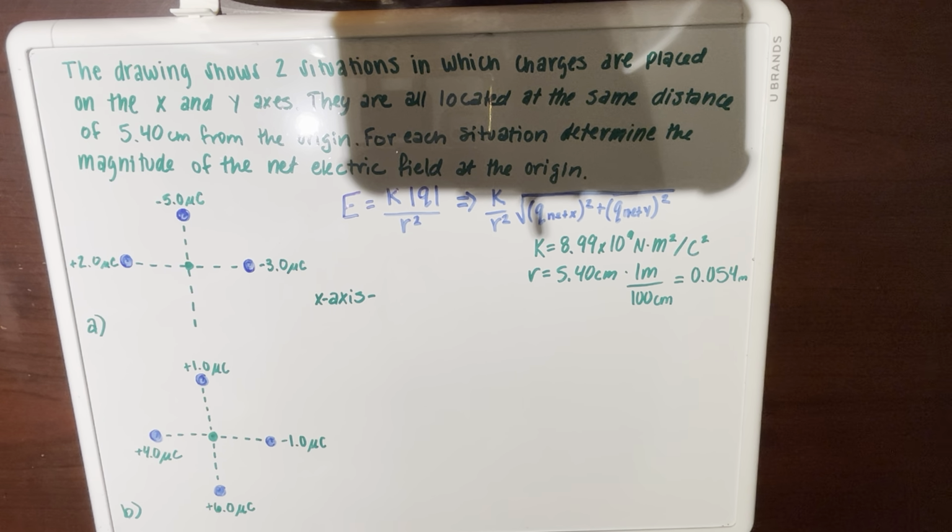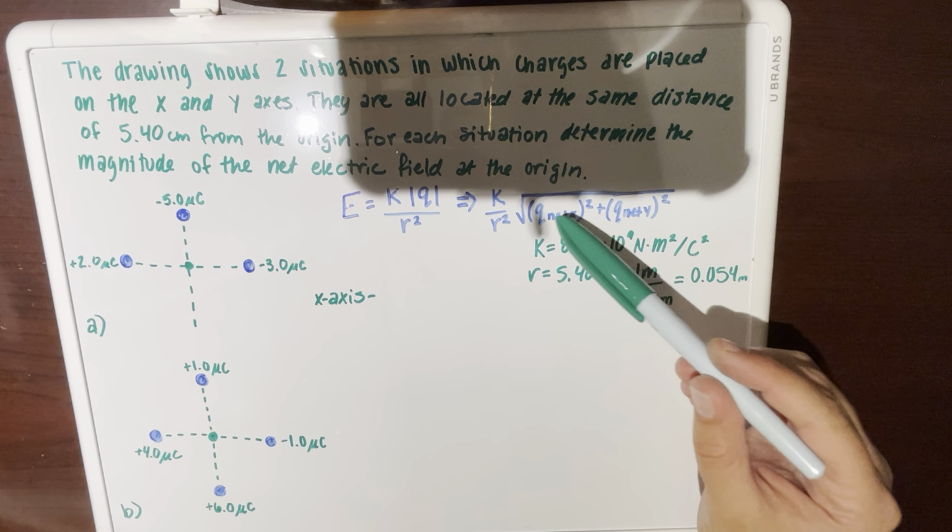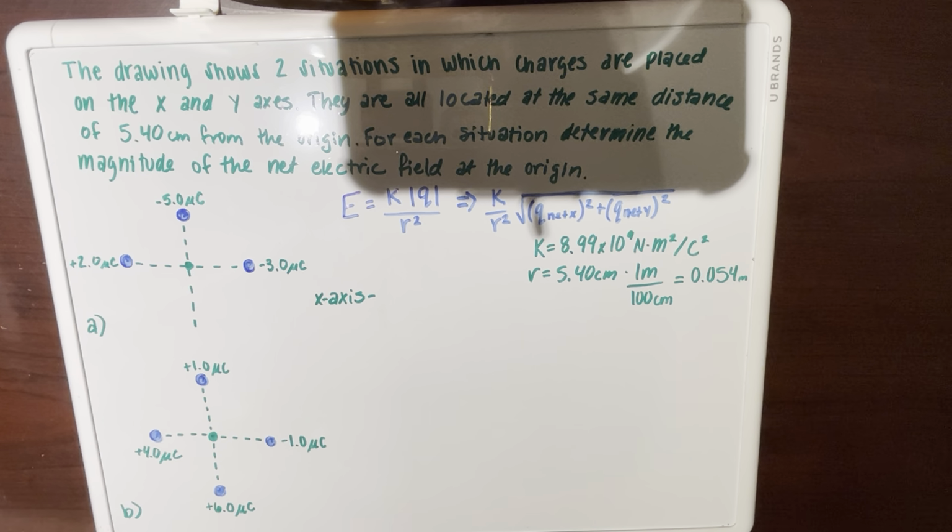Hi, so today we're going to be doing the problem with the two situations in which the charges are placed on the x and y axes, and they're all located at the same distance of 5.40 centimeters from the origin. For each situation, we're going to determine the magnitude of the net electric field at the origin. So we're going to be using this equation, E equals k times the absolute value of Q over r squared. And since we're looking at magnitude, we're going to be breaking Q down into the Qx and Qy values.